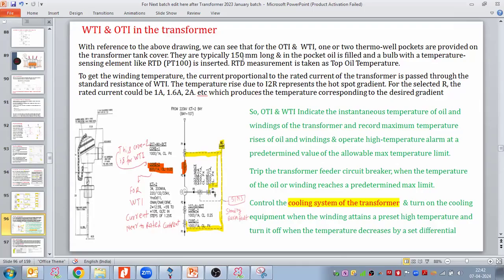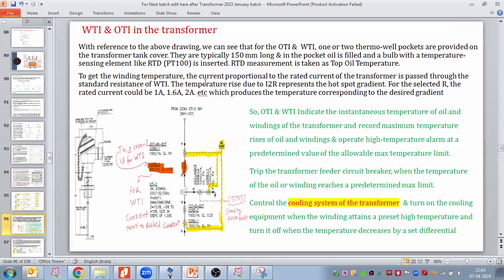They are typically 150 millimeter long, and in the pocket oil is filled, and a bulb with a temperature sensing element like RTD, where PT100 is the model of RTD, is inserted. The RTD measurement is taken as the top oil temperature. So this RTD is sensing the top oil temperature.